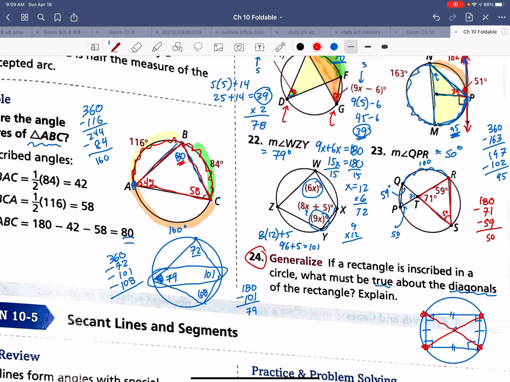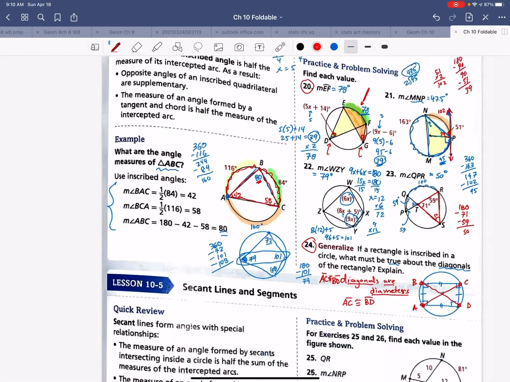A diagonal and a diagonal. We knew that rectangles have equal diagonals, but notice here our diagonals are diameters, and they're equal in length. So if we called this rectangle ABCD, we can say AC is congruent to BD. That's true for any rectangle. And we can say the diagonals AC and BD are diameters and chords.